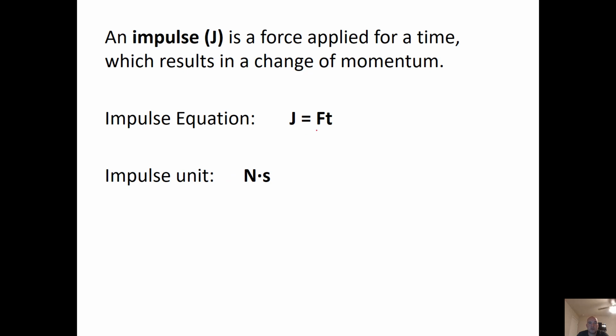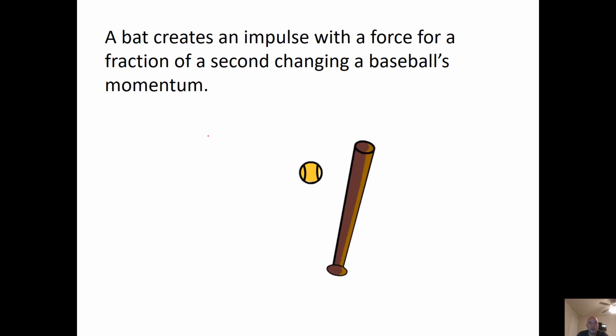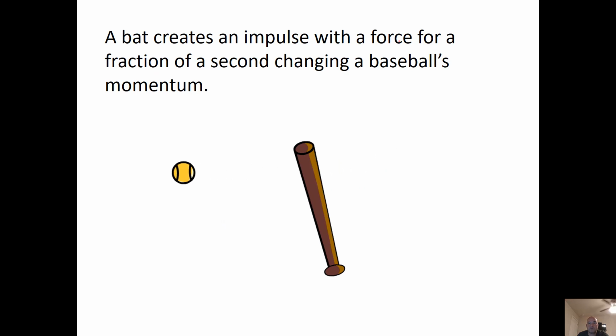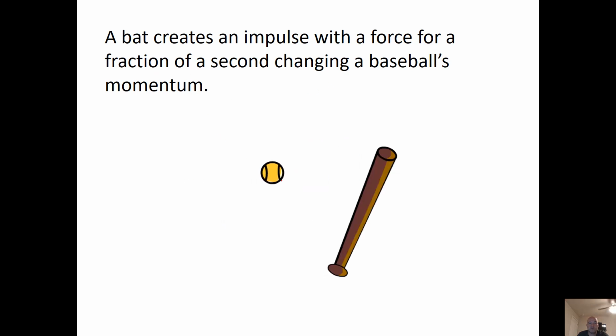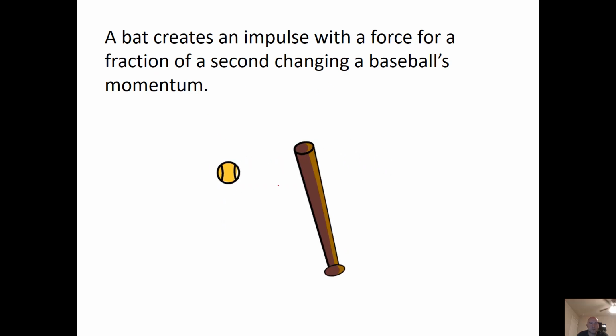And so the unit doesn't have its own unit either. The force unit, newtons, the time unit, second. So it's newtons times second as a unit after you would type it right in a number. And so a bat would create an impulse force for a fraction of a second, changing the velocity of the baseball. So it's going to change its momentum.